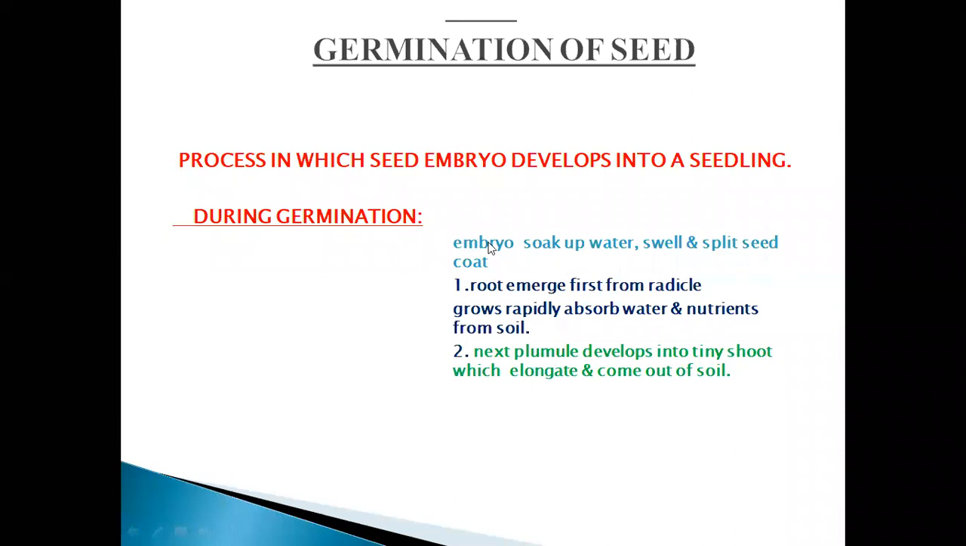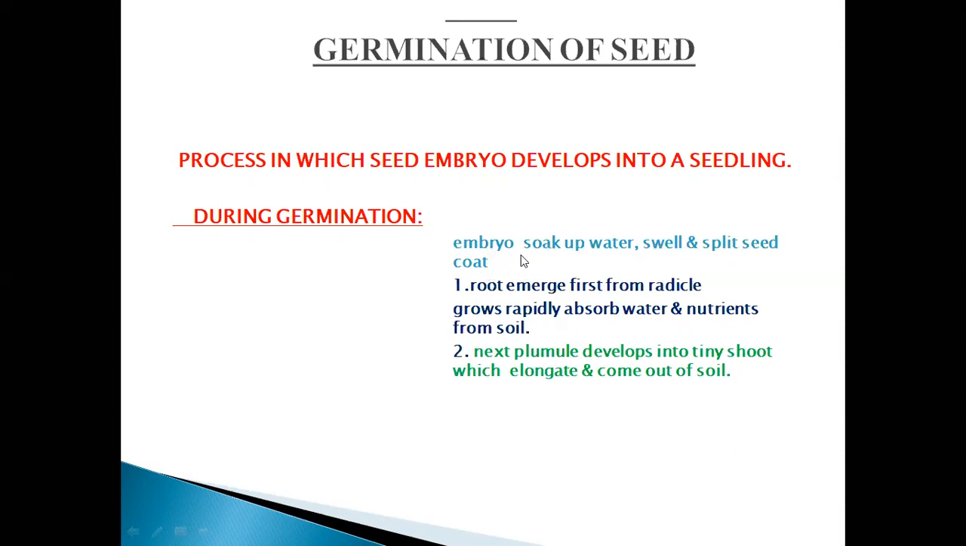First of all, embryo is a small baby plant, right, that soaks up the water, swells and splits its seed coat. First of all, it needs to split its seed coat. How does it do it? With the help of soaking water. It means it just absorbs the water. When it absorbs maximum water, it swells in size and splits its seed coat.